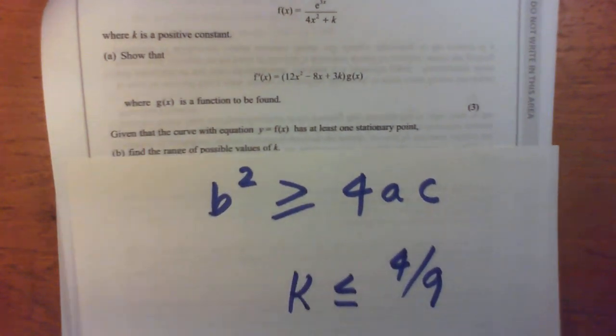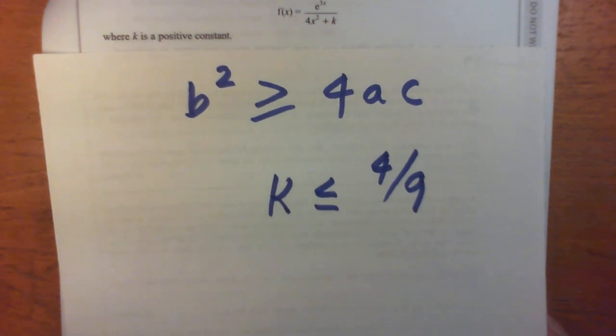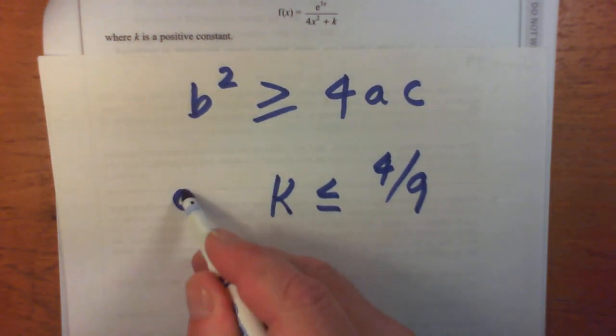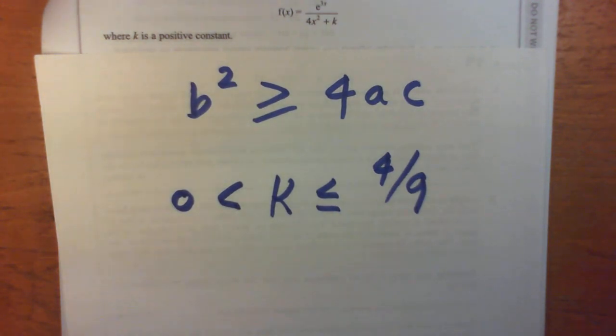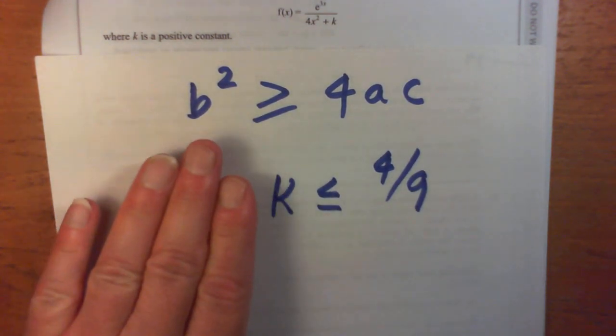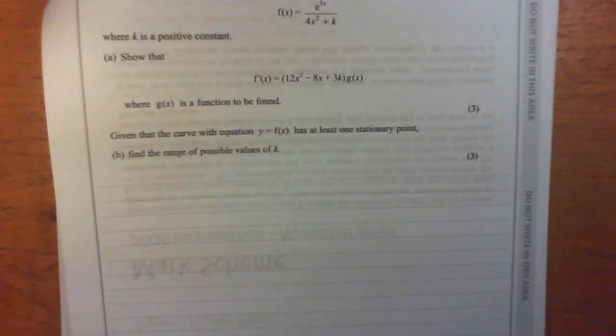Although technically speaking, if you look back, it says up here that k is a positive constant. So actually, that would be the full solution to be honest. But if you put down that, you would have still got full marks in this particular situation, or for this particular question.